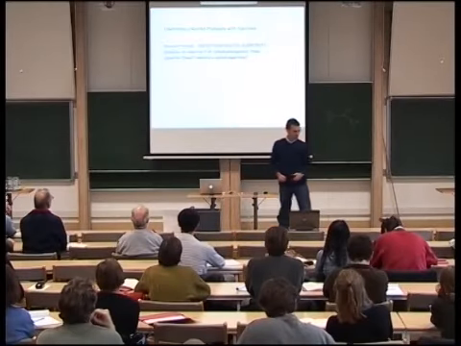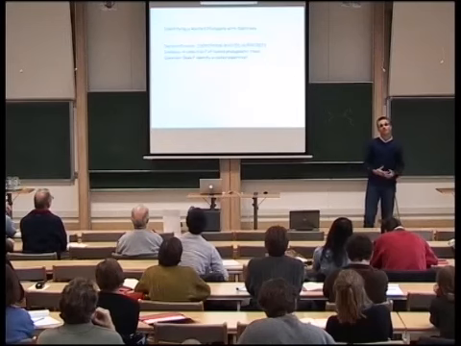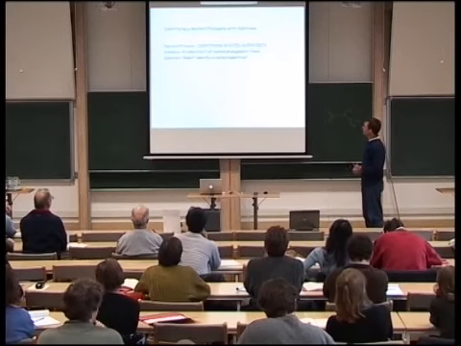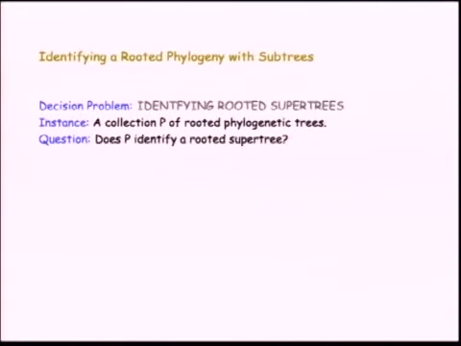In some sense it's a bit of a potpourri of results on the notion of identify that it talks about. So here's a problem. I've got a collection of, think of them as rooted triples if you like. Not only does that set of rooted triples identify a tree. So I've set it up as a decision problem, identifying rooted supertrees. I'm given a collection P of rooted phylogenetic trees. Does P identify some rooted supertree?